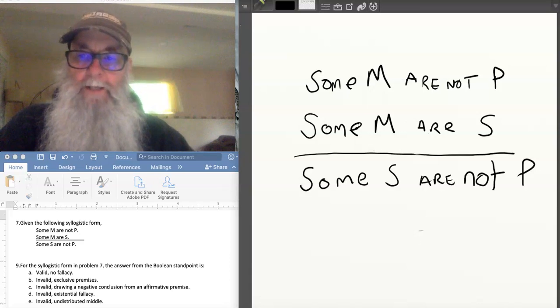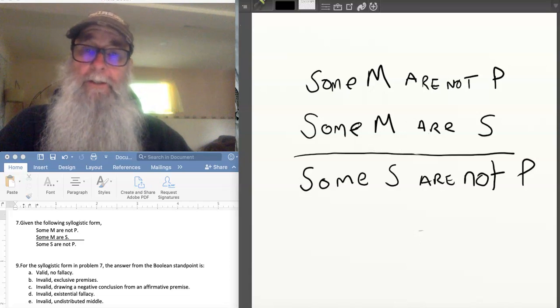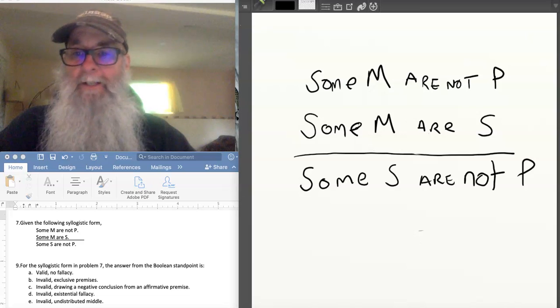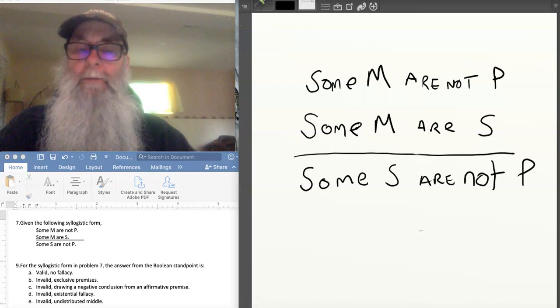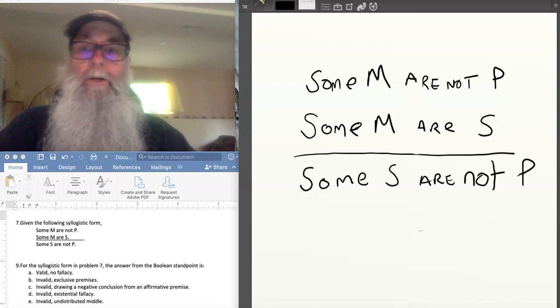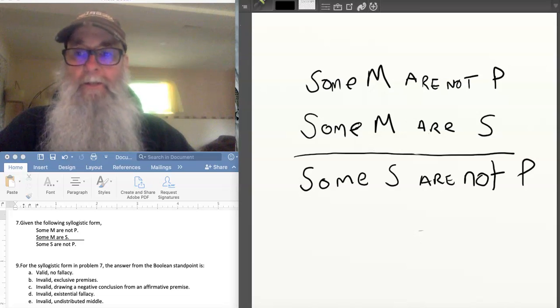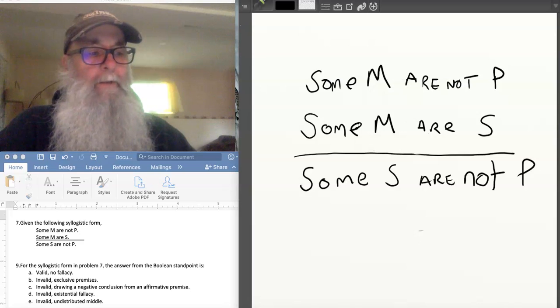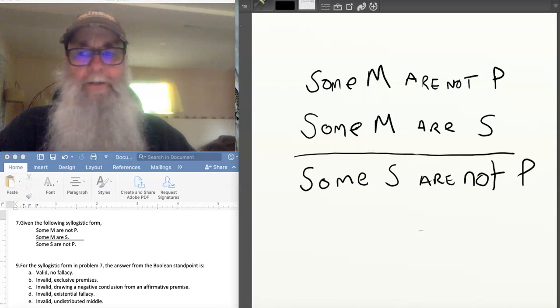Okay, problem number 9 is asking me to again look at the syllogism in problem number 7 and to answer from the Boolean standpoint. So the first thing I could do is look at my page 267 or my 5.1 handout that has the two charts that have all of the valid argument forms, and if I see an OIO in figure 3, which is what this argument is, on my unconditionally valid chart, then I know that this is valid with no fallacy from the Boolean standpoint.